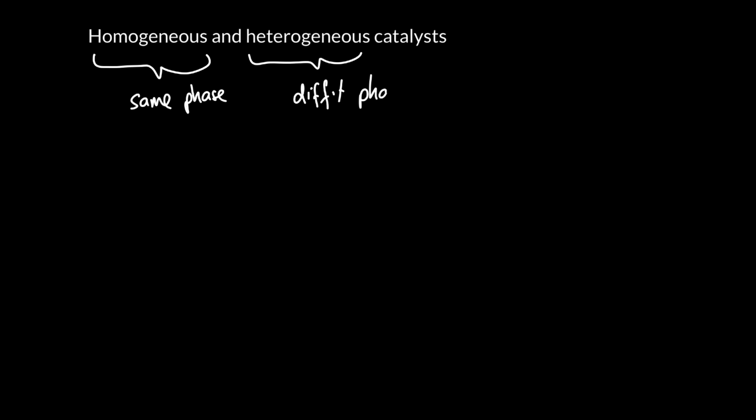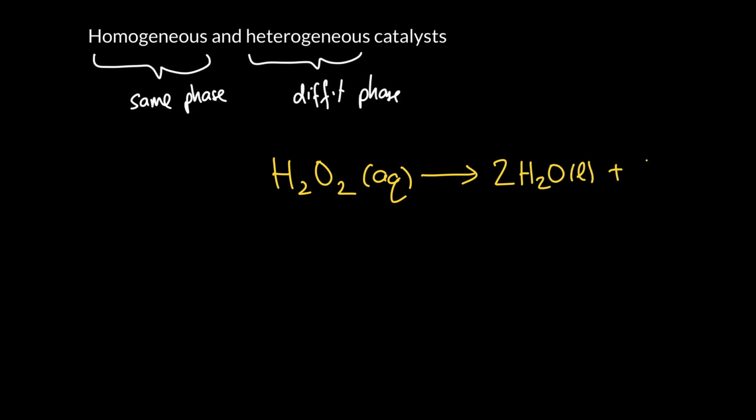One last little thing before we finish this chapter, and that is the idea of homogeneous versus heterogeneous catalysts. Homogeneous means that the catalyst is exactly the same phase as the reactants, and in a heterogeneous catalyst, it is a different phase. By phase, I mean solid, liquid, or gas typically. Let's look at the breakdown of peroxide. If you buy hydrogen peroxide from the grocery store, it is typically dissolved in water, maybe a 3% solution, and it will break down and form water and oxygen gas.